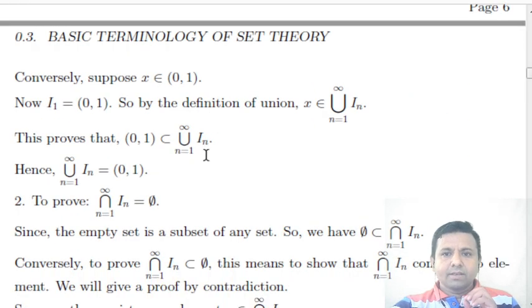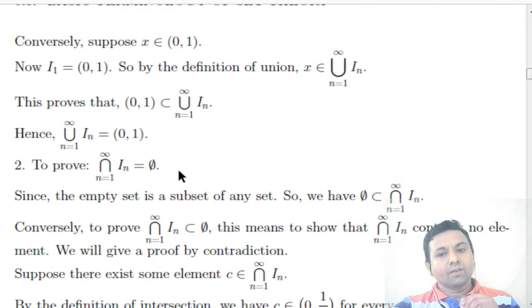Now the converse part. Suppose x belongs to the open interval (0, 1). Now I1 is the open interval (0, 1), so by the definition of union, x belongs to the union of In. This proves that the open interval (0, 1) is a subset of the union of In. Hence from both sides we can say that the union of In equals the open interval (0, 1).